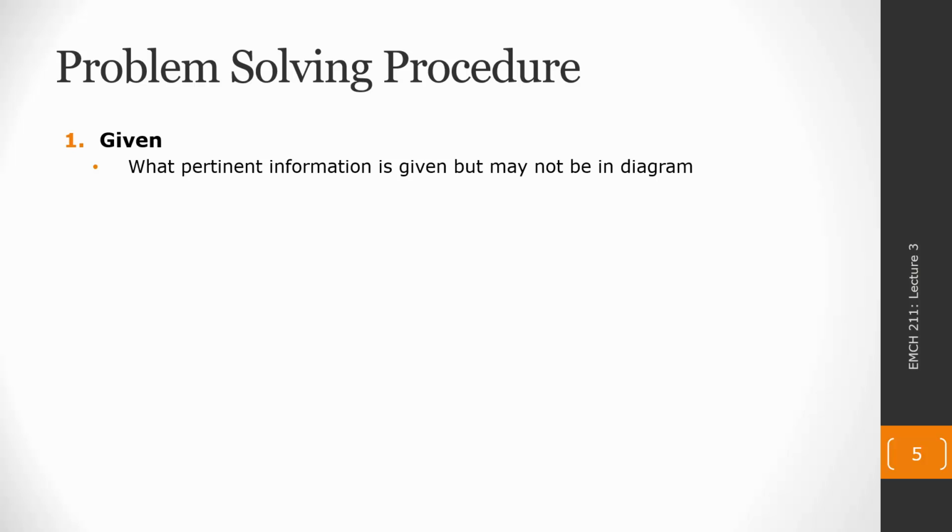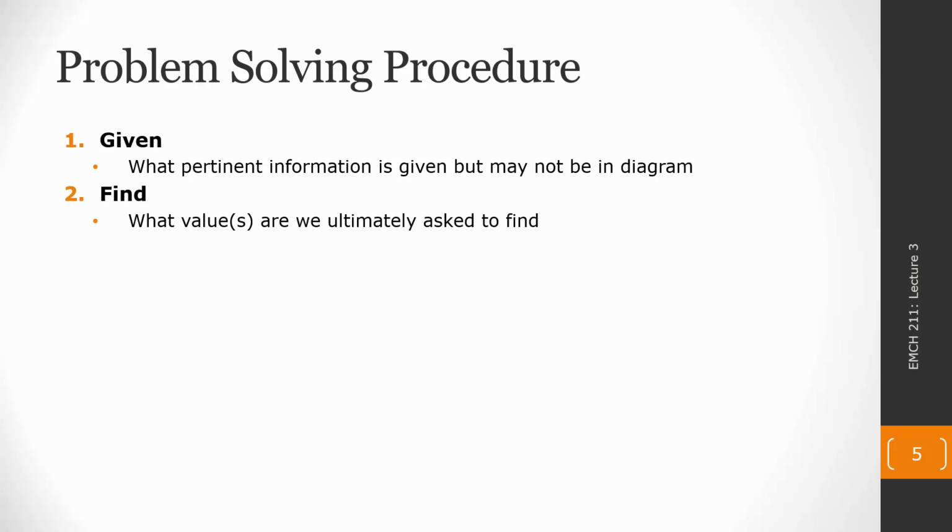So 1, we need to read the problem. What are we actually trying to do in this problem? So the first step is given. Reading through the problem, what information is given to us that probably is going to be pertinent in solving the problem? Here, a given might be the mass of some object, or the distribution of weight of some object. It's some information given in the problem that might not make it into the free body diagram, but is still going to be important. Maybe there's a spring involved and we need to know what the spring constant is for subsequent calculations. So it's often going to be parameters that are given that we're going to need to use later once we establish some equations.